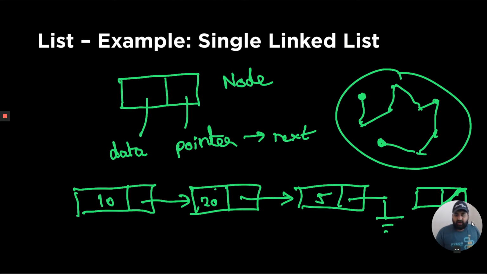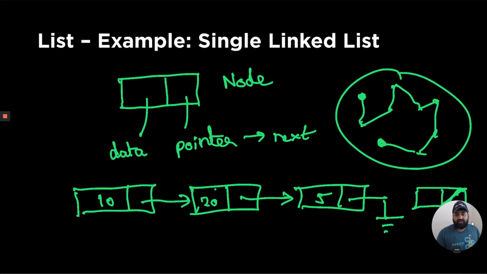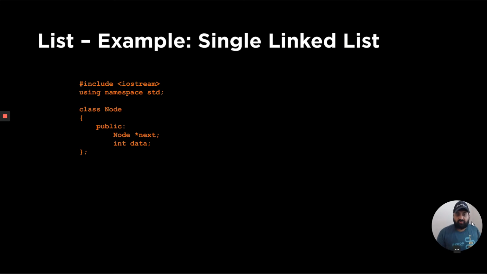So let's see how we can define a linked list in C++. Here we have this node object. In order to build a linked list, we first have to represent the node object either in the form of a struct or a class. I prefer the class terminology, so in this case we have a class called node that has two different data members, which are next as well as data.